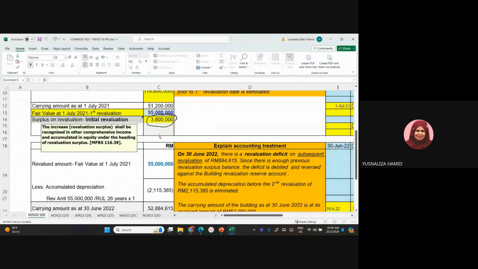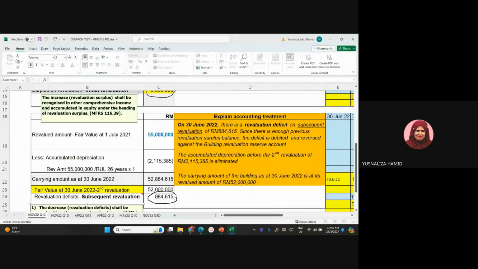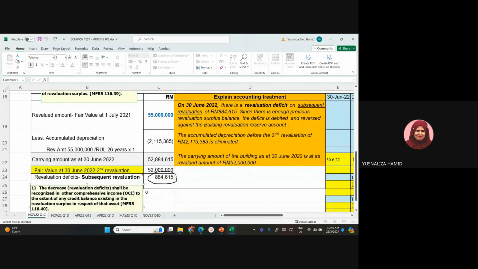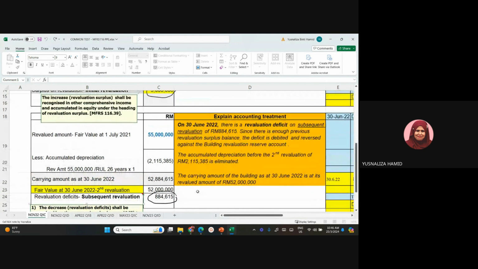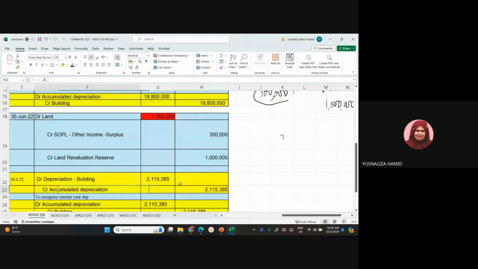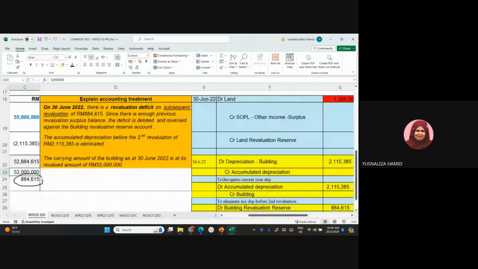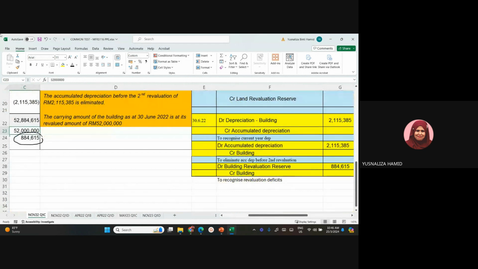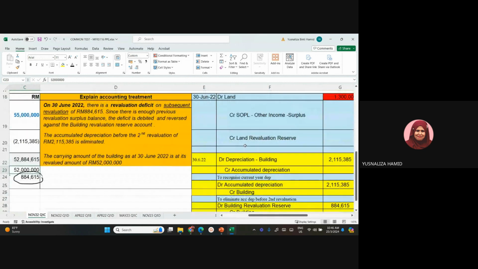If it is not enough, let's say the deficit was 4,884,615, that will need you to also recognize that in the profit or loss, or do the journal entry to debit the revaluation deficit. So that was the case here. Okay, done with this.